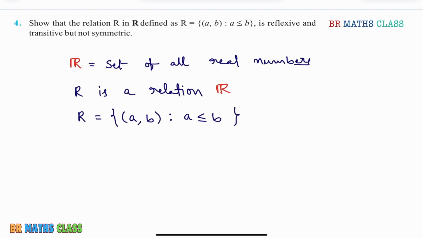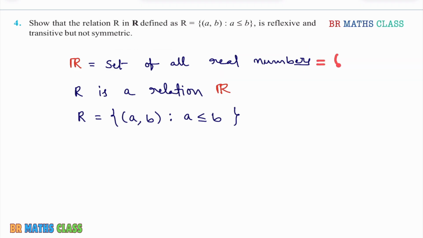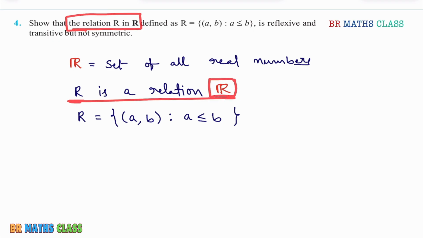You observe they have given this relation on the set of all real numbers. So first I write what the given set is. The given set is the set of all real numbers. You know what real numbers are. Any number between minus infinity and plus infinity is known as a real number. And the second point is the relation R in R. That means R is a relation on the set of all real numbers. And the third one is how the relation is defined.